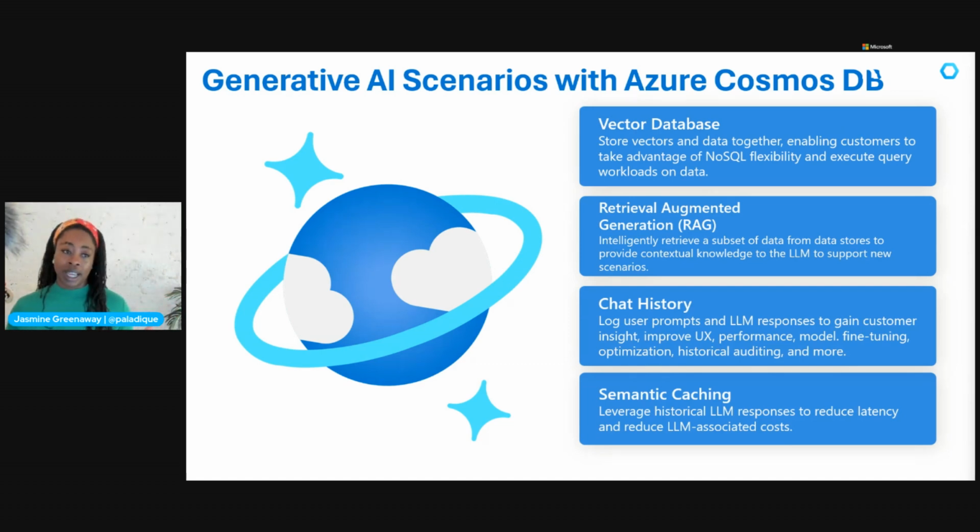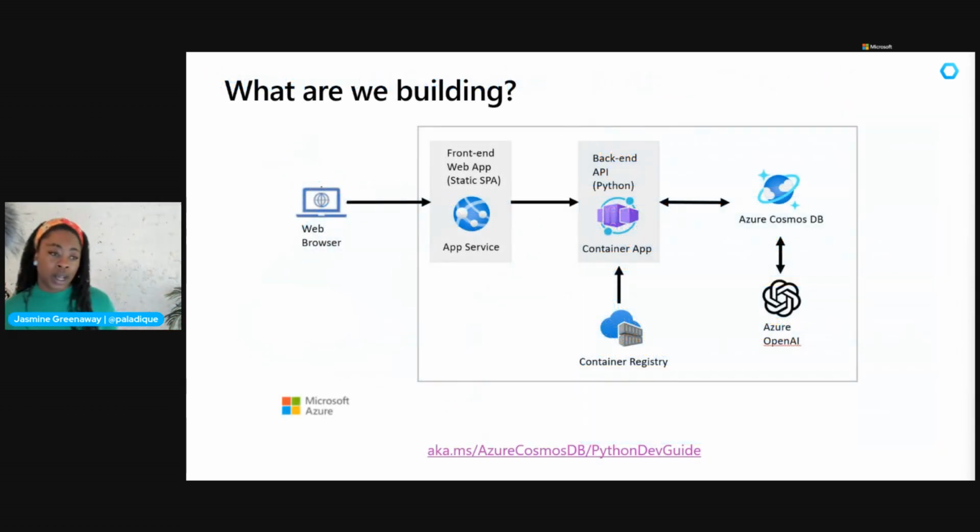So these are just a small subset of all the scenarios that you can apply with Azure Cosmos DB. But we're going to get into detail about what we're building in the developer guide. Now, this developer guide comes in Python as well as Node.js. I'll be walking you through the Python version of this guide. So let's get into it.